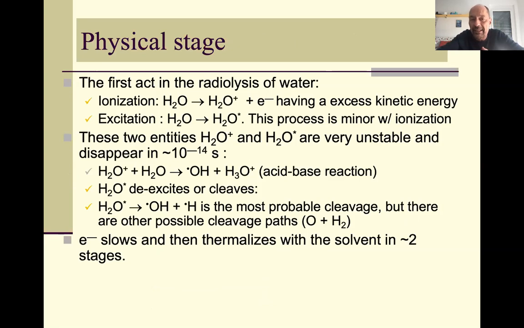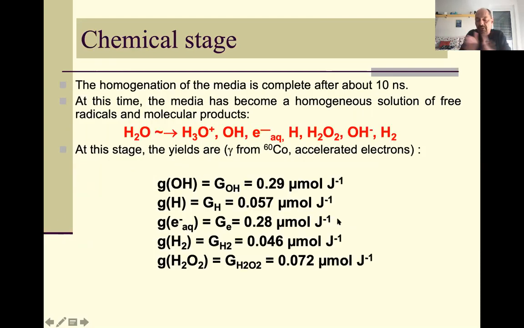Now, still in the physical stage, when you have ionization, you have these two entities, the ionized water molecule and the excited water molecule. And here you have some more details. For example, the reaction of the ionized molecule with normal water is an acid-base reaction, and this is the product. For the excitation and cleavage of the excited molecule, the most probable cleavage is into two free radicals, but there are also other cleavage paths, like simply oxygen plus hydrogen. The electron, as I said, slows and is then thermalized in two stages in the medium, if it's not making additional ionizations. Of course, we have seen this: a high energy electron can create secondary or tertiary electrons, depending on the energy of the electron itself. So this is really the initial stage.